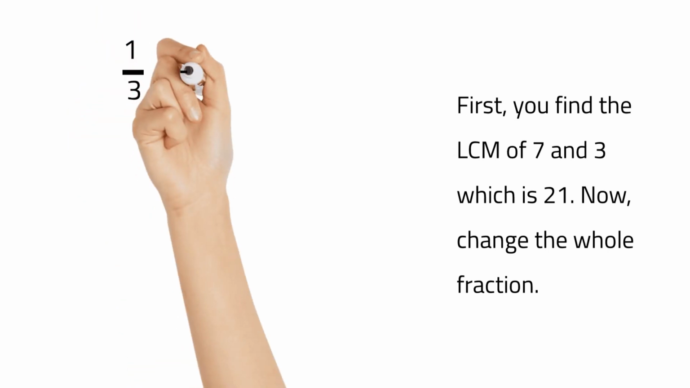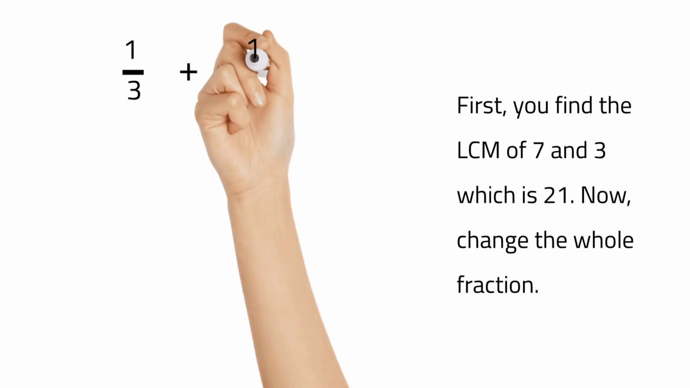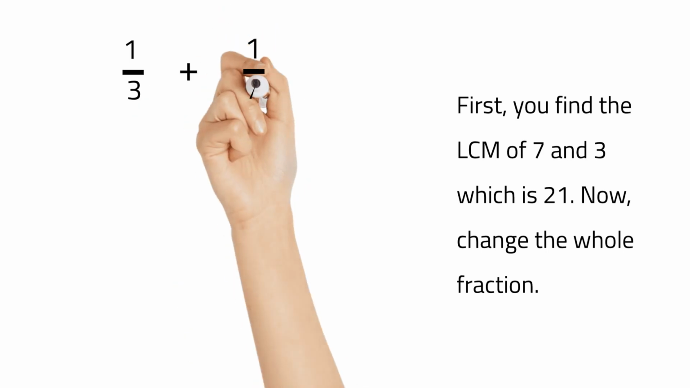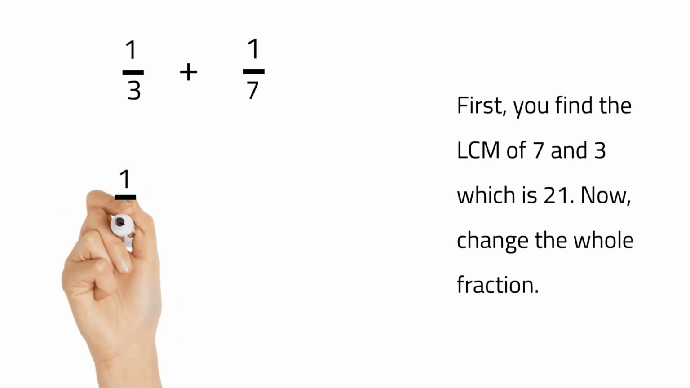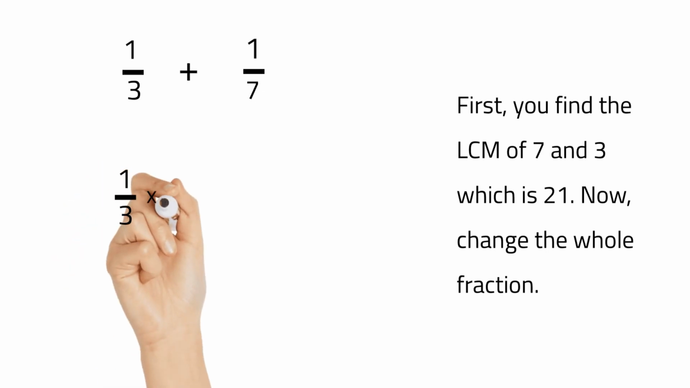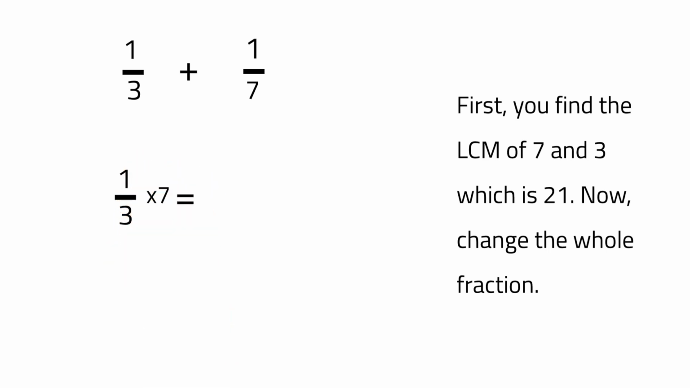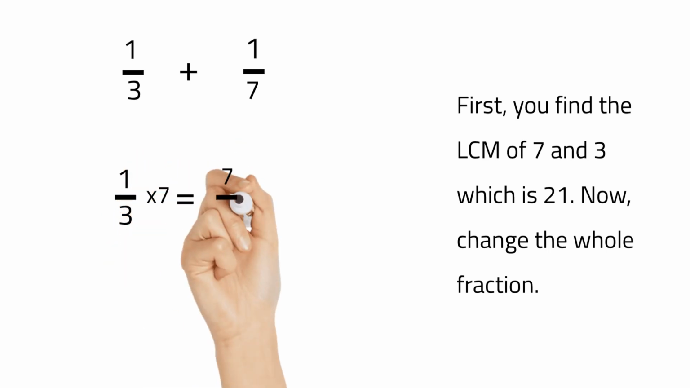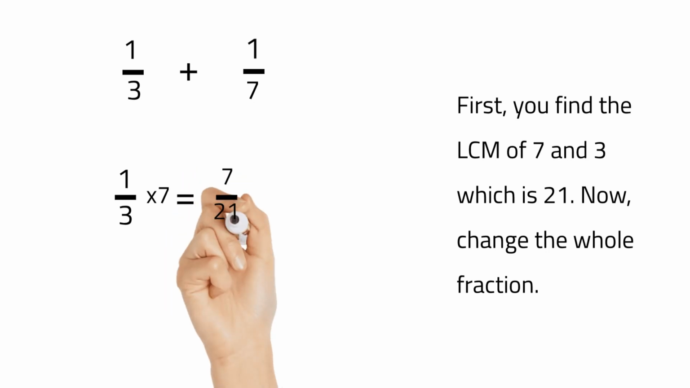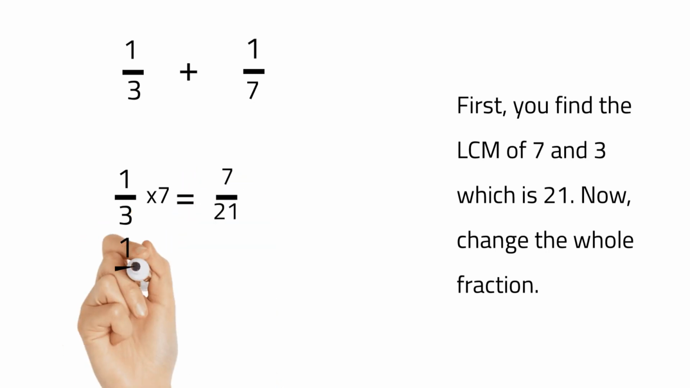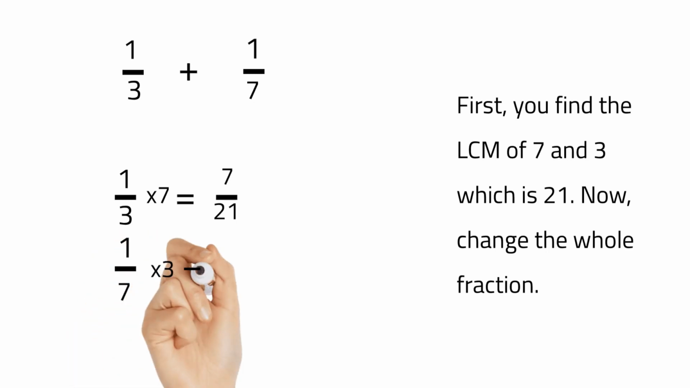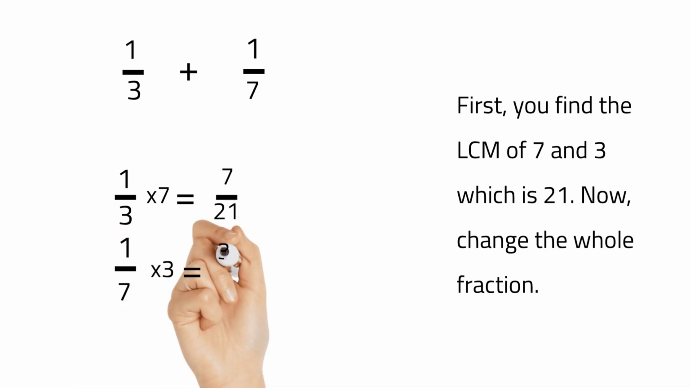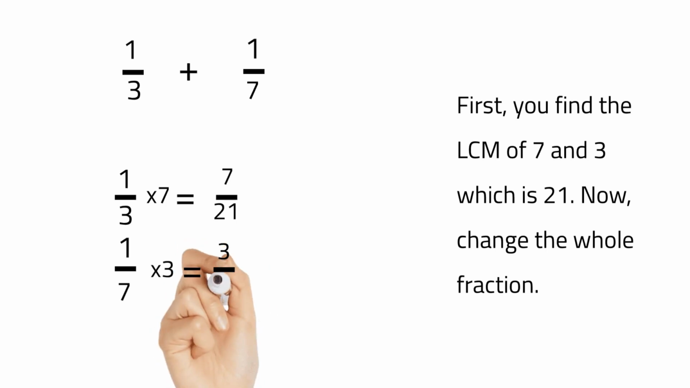Now change the whole fraction. Our equation is 1/3 plus 1/7. We change 1/3 to 7/21, because we multiply 1/3 by 7. And now we change 1/7, which equals 3/21, because we multiply it by 3. And that's how we change the fractions.